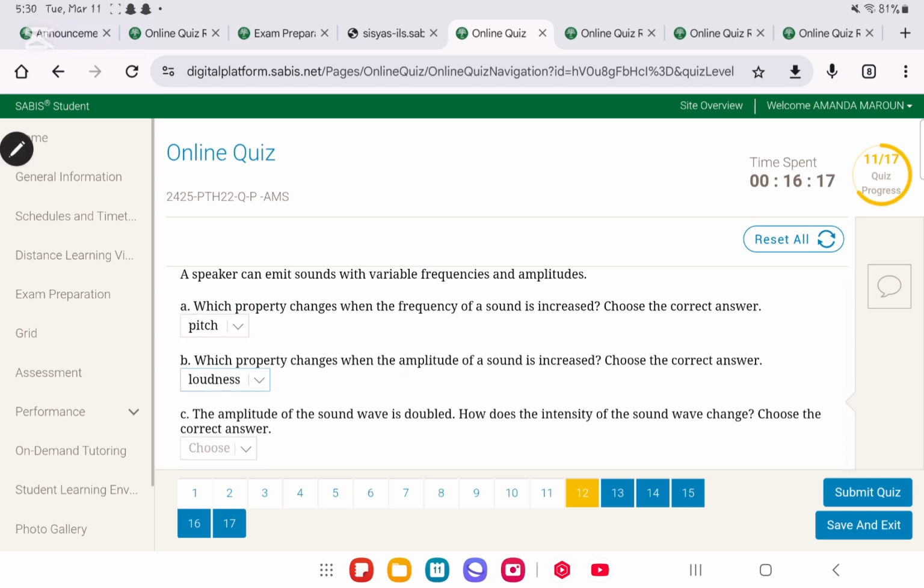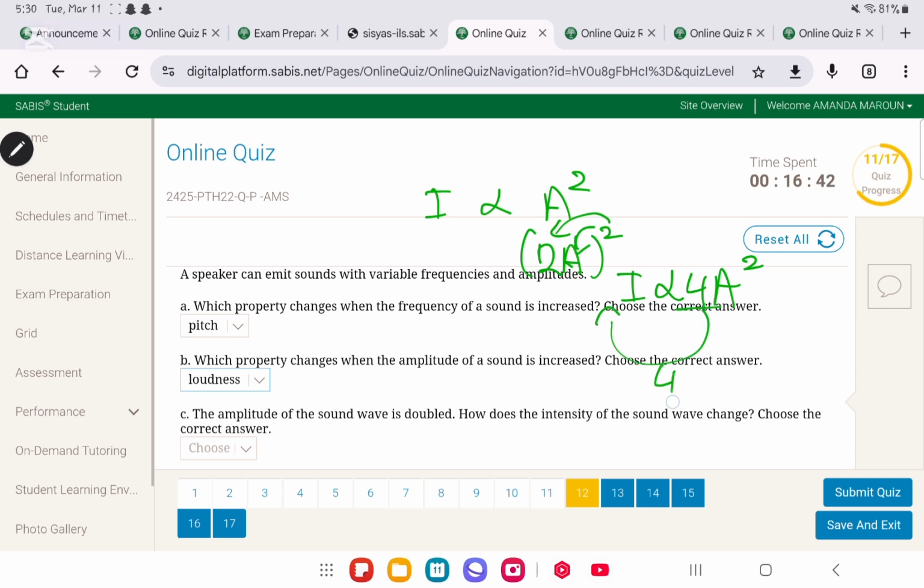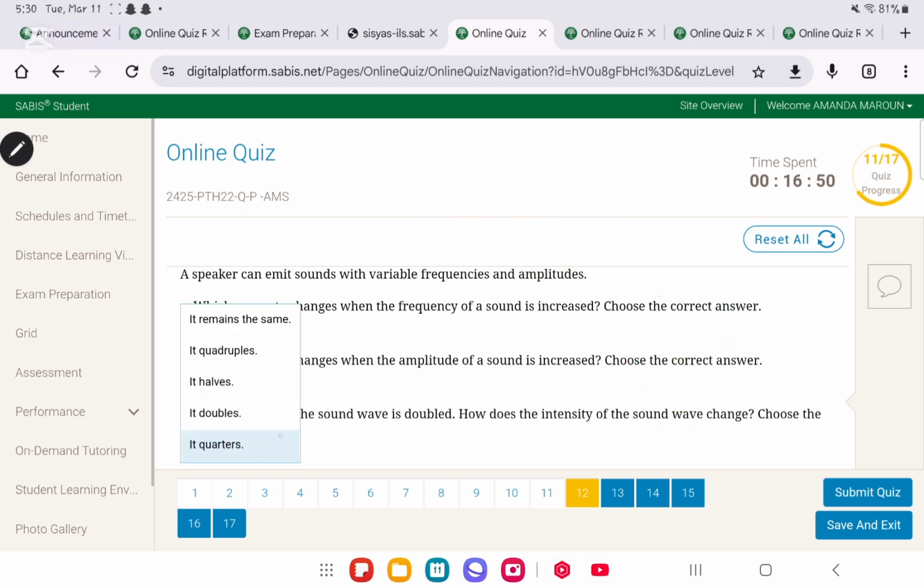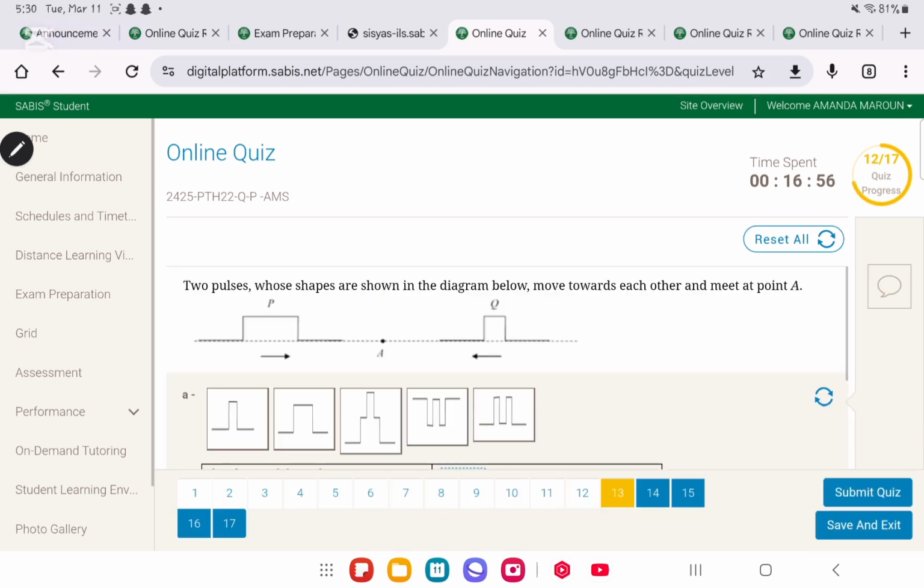Now finally, the sound intensity relative to the amplitude. We know the relation is that the sound intensity is directly proportional to the square of the amplitude. That means if you double the amplitude, so it's like this, if you double the amplitude, then that means it's gonna be like this after you square both of them. So that means you are gonna quadruple the sound intensity. So as you double the amplitude, the sound intensity is gonna quadruple. We move on to question number 13.